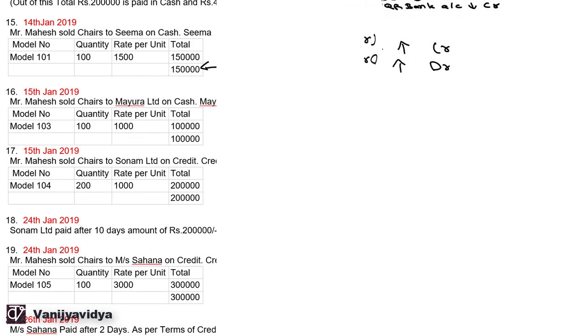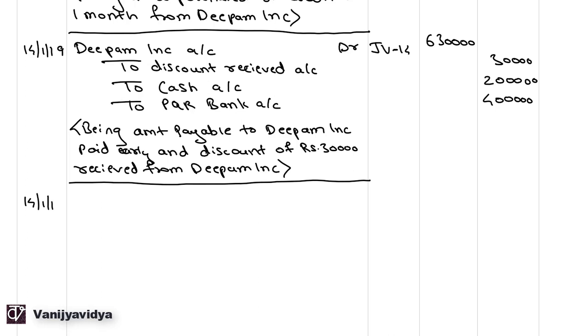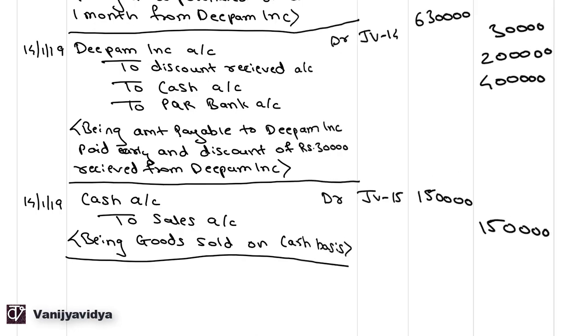Let's pass this in. 14 Jan 2019. Cash account debit 1,50,000 to sales account 1,50,000. Voucher number is JV15, being goods sold on cash basis. Now let's move on to the next transaction.